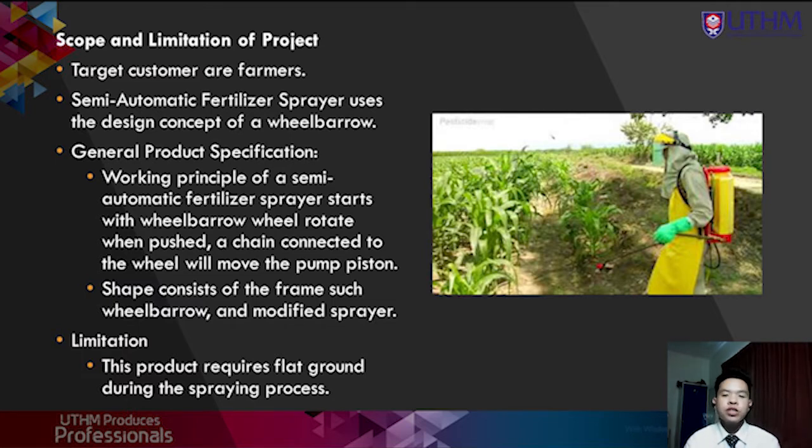Okay, for general product specification, the working principle of the semi-automatic fertilizer sprayer starts with the wheel rotation when pushed. Then a chain connected to the wheel and gear will move the pump piston. Then liquid fertilizer will come out through the nozzle. Okay, the shape of the product consists of a frame such as a wheelbarrow and a modified sprayer. The final point is a limitation. During the spraying process, this product requires flat ground.